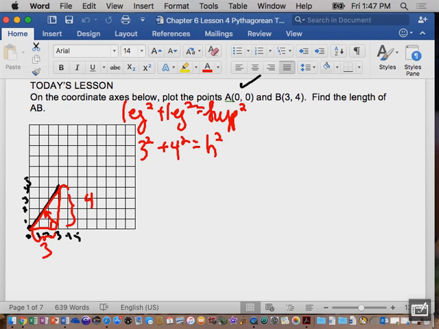What's 3 squared? 9. What's 4 squared? 16. Equals h squared. Same side, same operation. 25 is h squared. Square root, h equals 5. And if you didn't know the square root of 25 off the top of your head, on the calculator, and sometimes kids will think like 12 and a half, just do it. Just do second square root 25, and you get the correct answer.